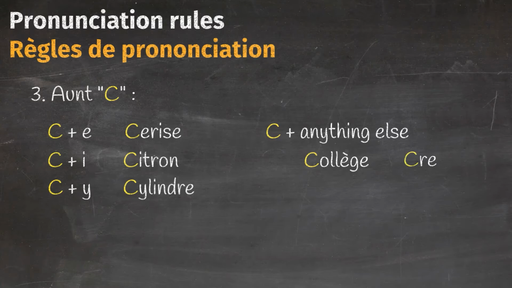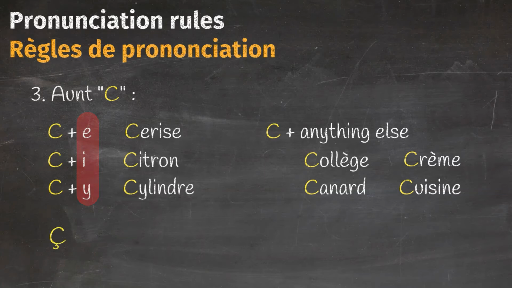Collège, crème, canard, cuisine. But there's one question. What if I need an S sound, but there is no E, I, or Y after C? In this case, we add this beautiful small hook under the C, and it always sounds as S, no matter what comes after.